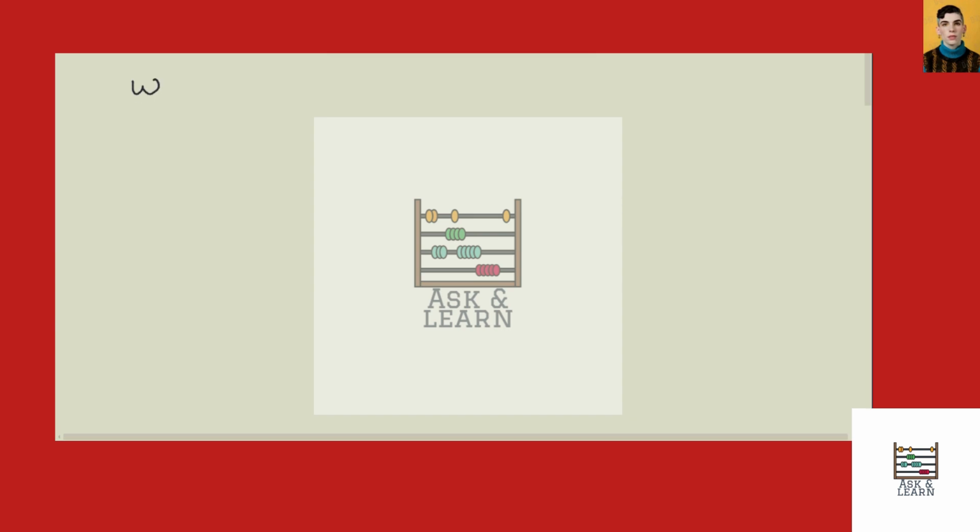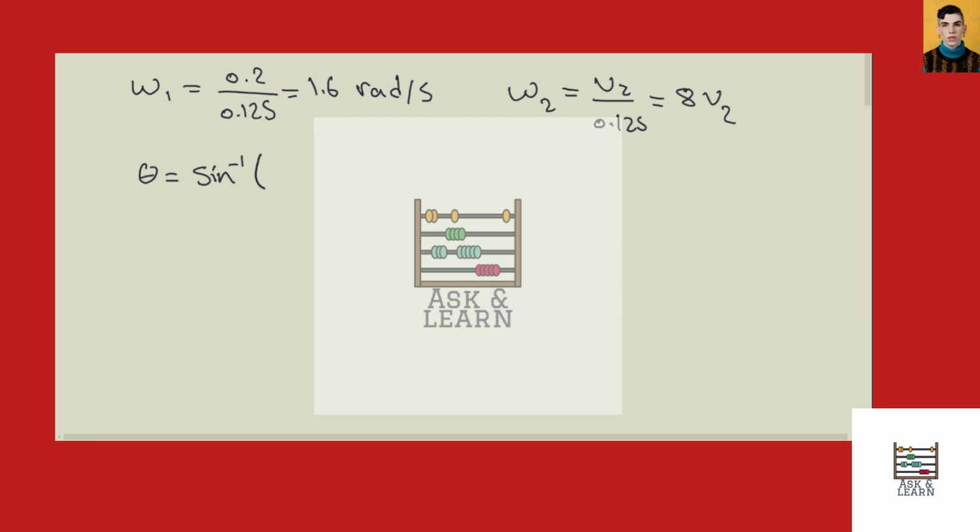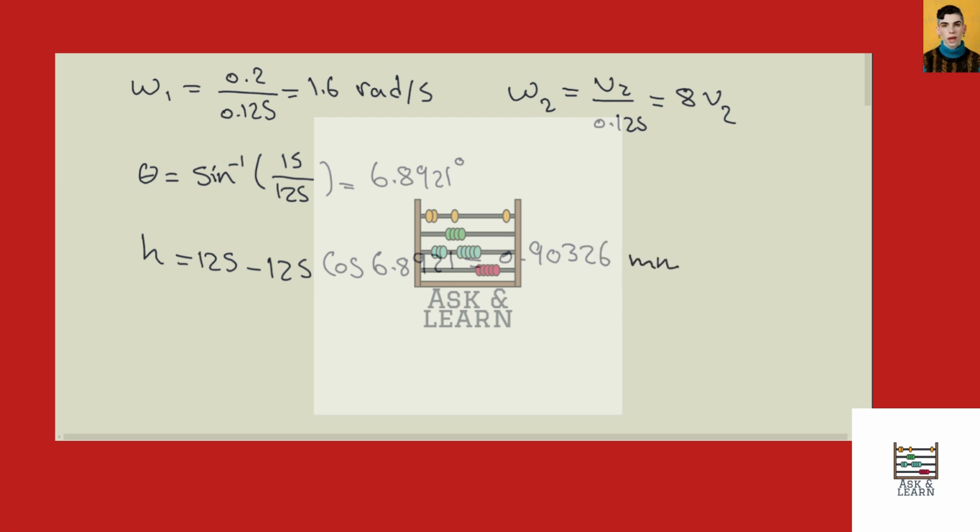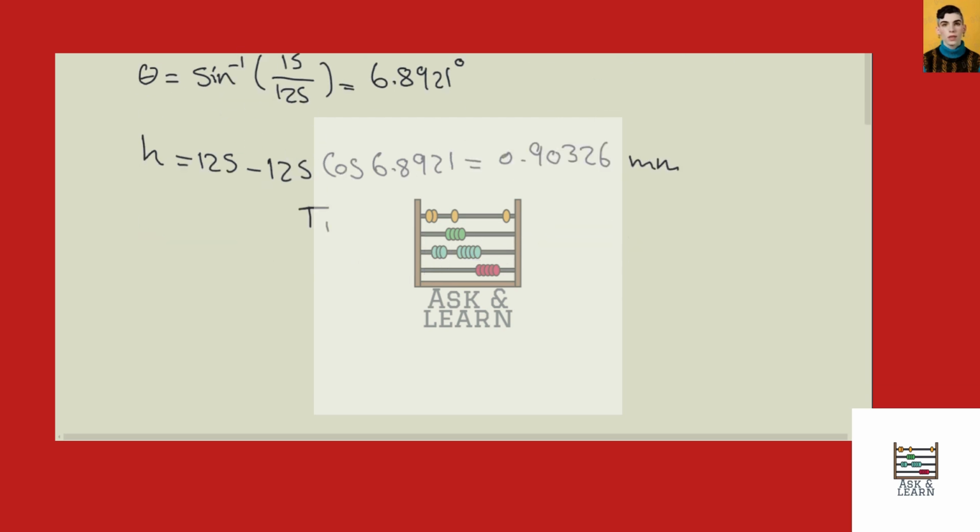So in this question, omega 1 equals 0.2 over 0.125, which is equal to 1.6 radian per second, and omega 2 equals V2 over 0.125, which equals 8 V2, and theta equals sine inverse of 15 over 125, which equals 6.8921 degrees, and h equals 125 minus 125 cosine 6.8921, which is equal to 0.90326 millimeters, and T1 plus V1 equals T2 plus V2.